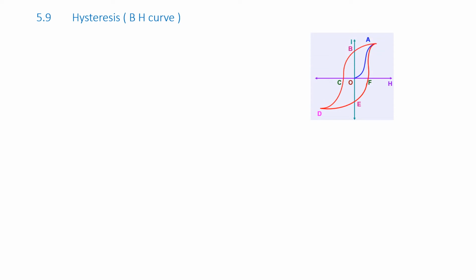Hysteresis curve. Please see the diagram on the right hand side. The loop here, in blue, is a graph of H, the magnetizing field, versus the magnetic field intensity B, or the intensity of magnetization I. This is a curve between the two parameters.